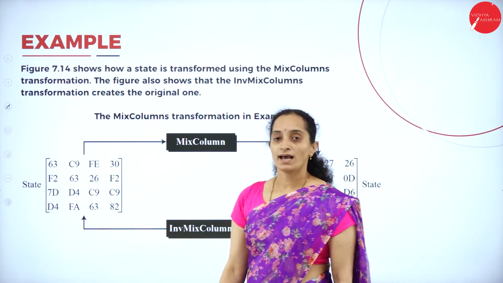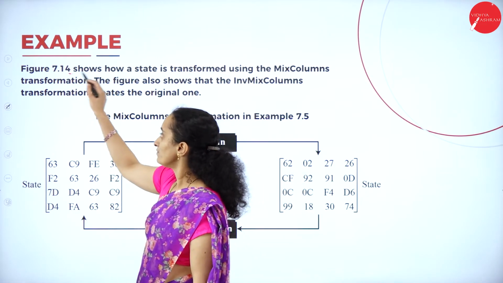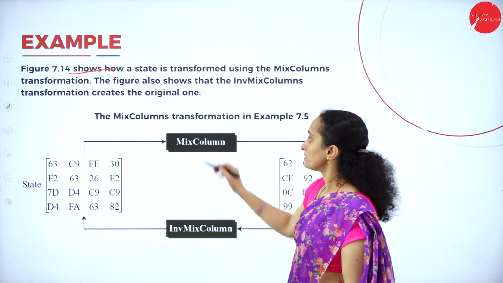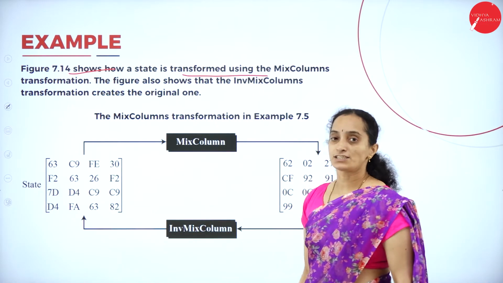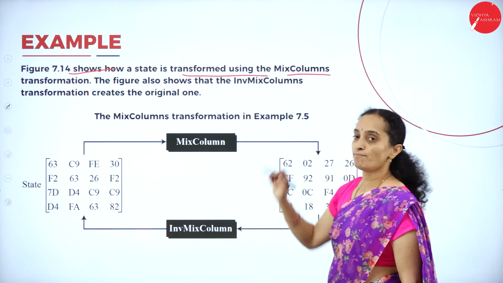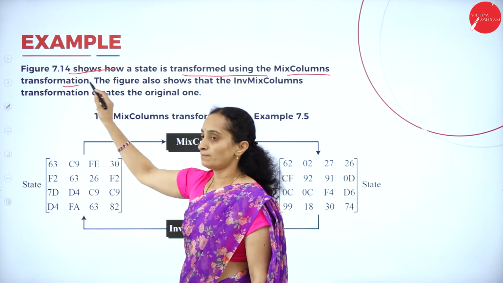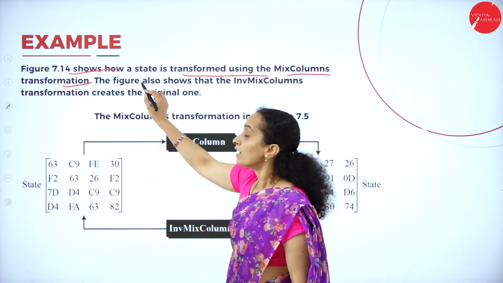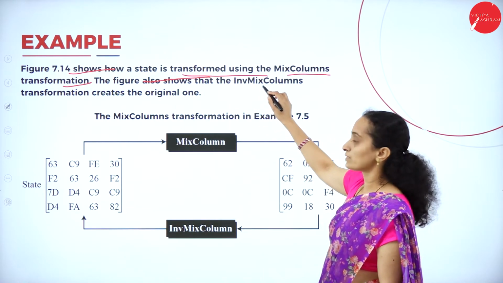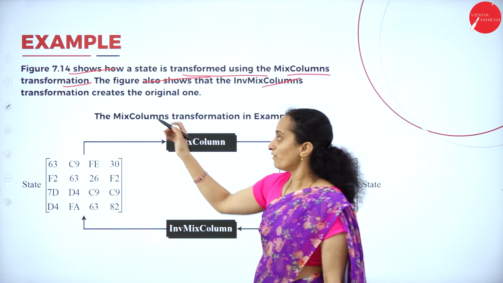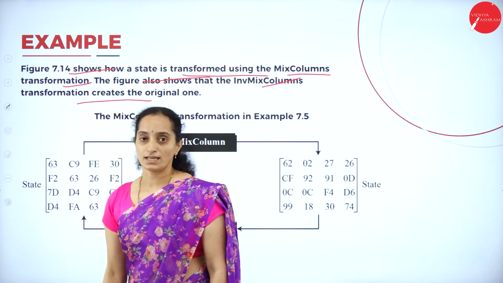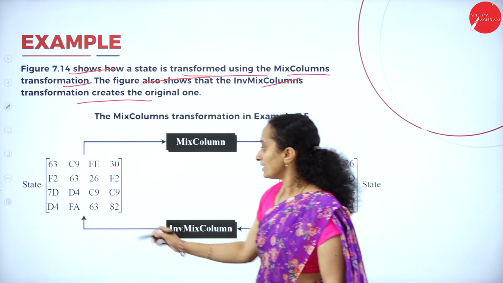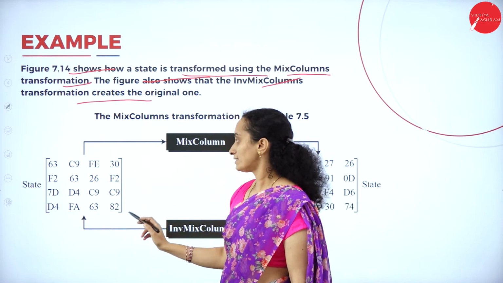Okay. Now we have examples which show the mixing of the columns, how a state is transformed using the mixed columns transformation. This diagram also shows the inverse procedure of mixed columns, which creates the original column. How do you perform this? Here we have the state.